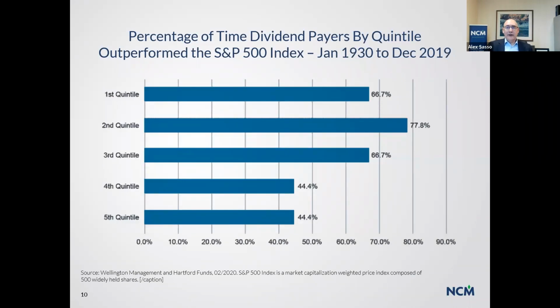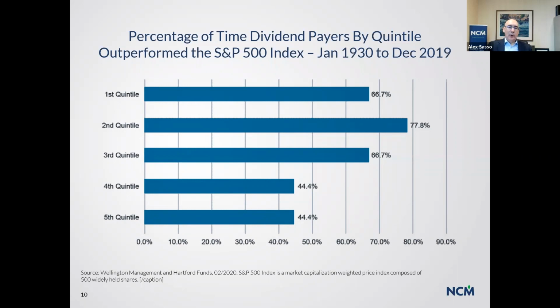The top quintile outperformed the S&P 500 67% of the time, and the second quintile outperformed 78% of the time. It's interesting that the second quintile outperformed more than the top quintile, and there are reasons for that we can get into if you want to follow up with your NCM wholesaler. I'm happy to explain that. But even the middle quintile outperformed 67% of the time.